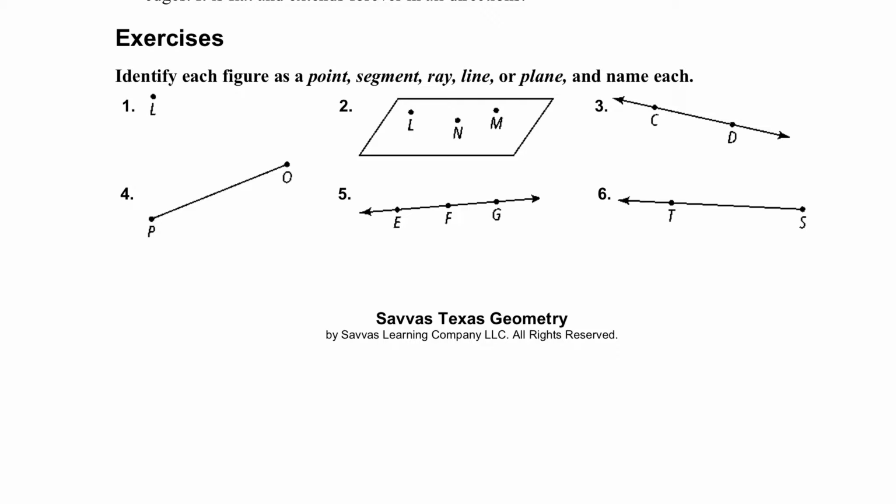These are selected answers for section 1.1, lines and planes. Like I told you in class, this is point L. For number 2, this is a plane, L and M. And there are different ways you can name this plane. I'm going to leave it up to you.